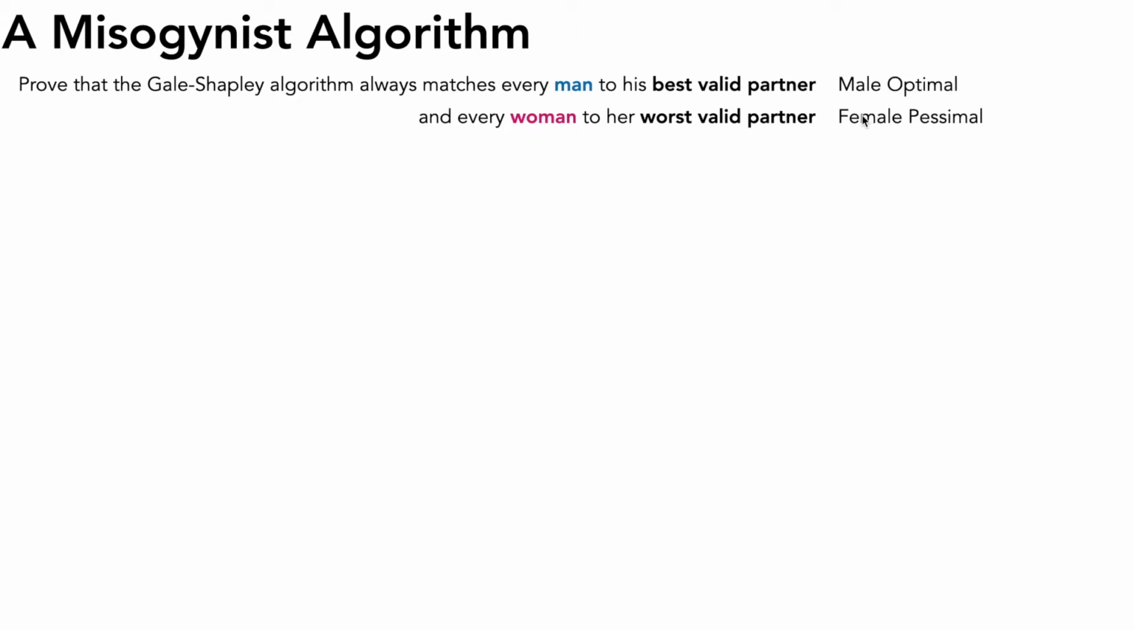Before we get started with the proof part, let's make sure we really understand what a valid partner is. A valid partner is just someone you're matched to in any stable matching, regardless of whether it's the Gale-Shapley one or not. Let's see this in an example.